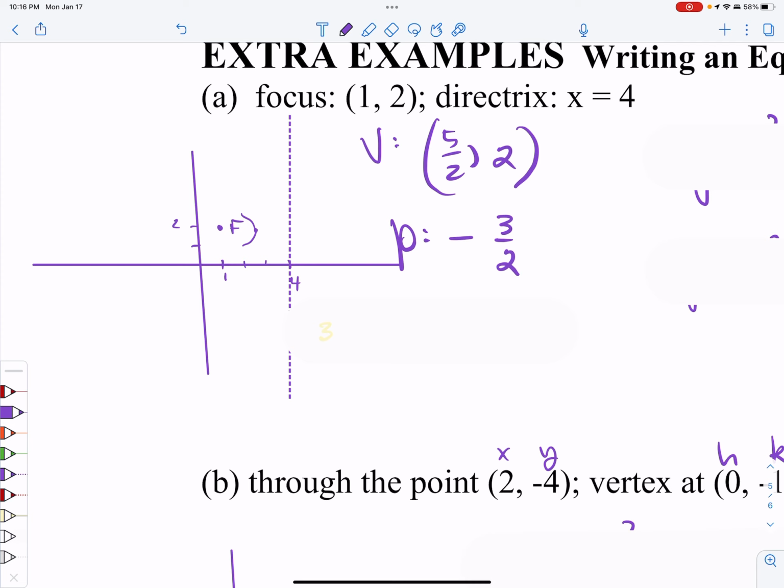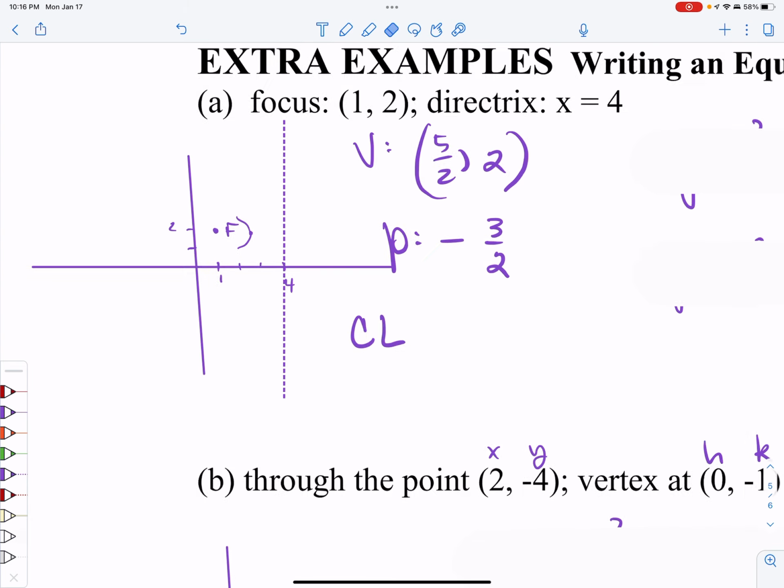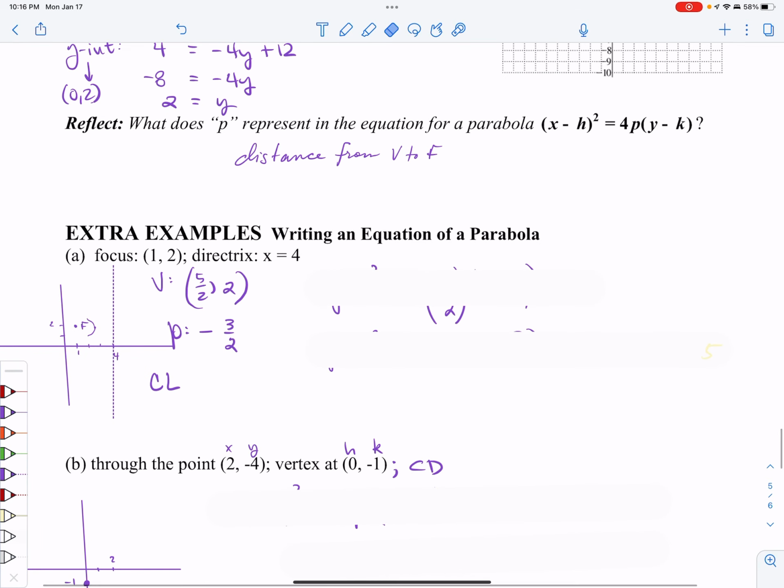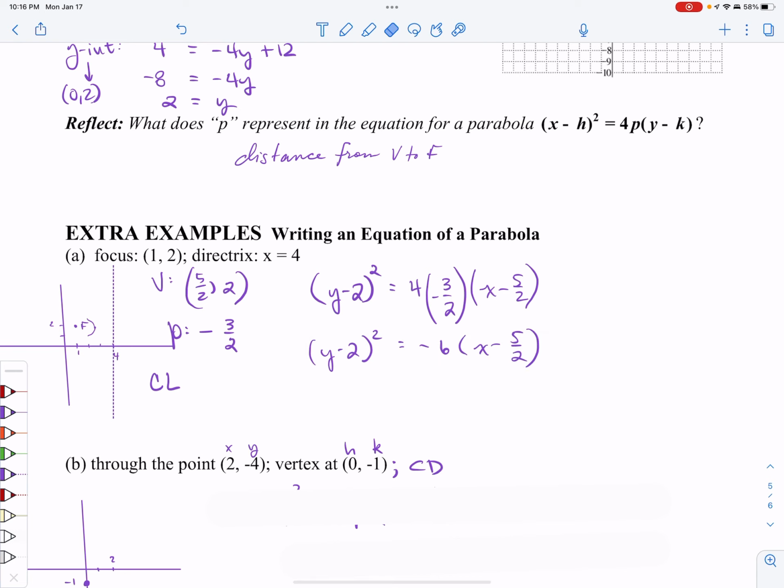Remember, in order to write an equation, you need to have the h, the k, and the p. I now have all of those things. It's going to be concave left. So we'll go ahead and plug that in. y minus 2 quantity squared is equal to 4 times negative 3 halves times the quantity x minus 5 halves. So go ahead and do the math. Clean up that 4p in the middle, and you've got your equation.